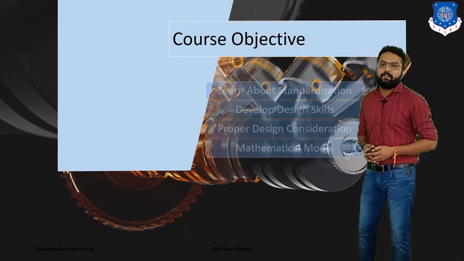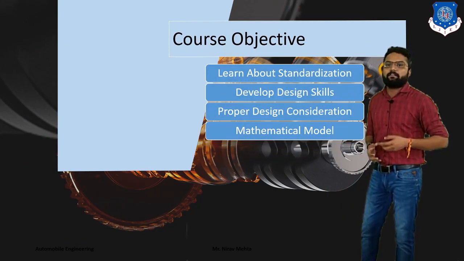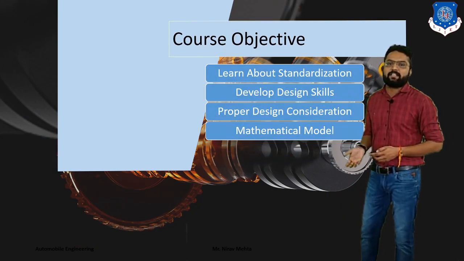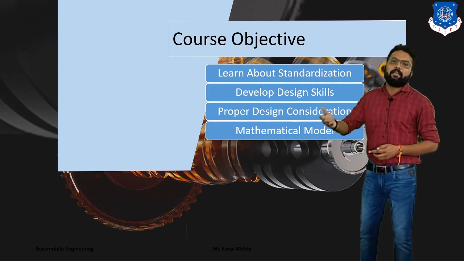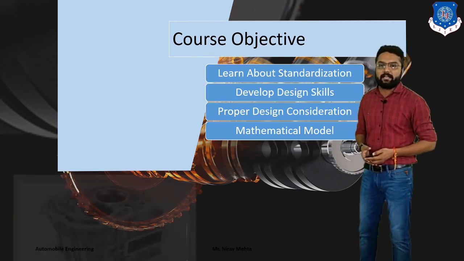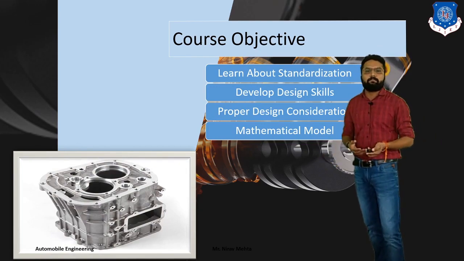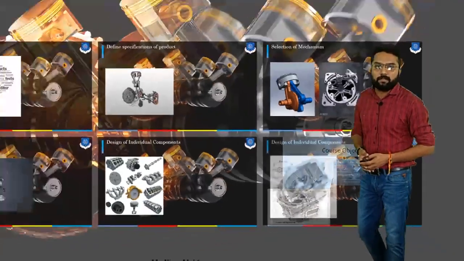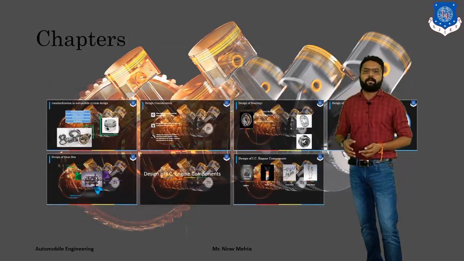So our course objective is to learn about standardization, develop design skill and proper design consideration, as well as ultimately construct a mathematical model for that, and ultimately virtual analysis as well as experimental analysis of that. If it is any kind of engine, or you can say gearbox casing, anything you can develop depending on these factors. So let's discuss our chapters.